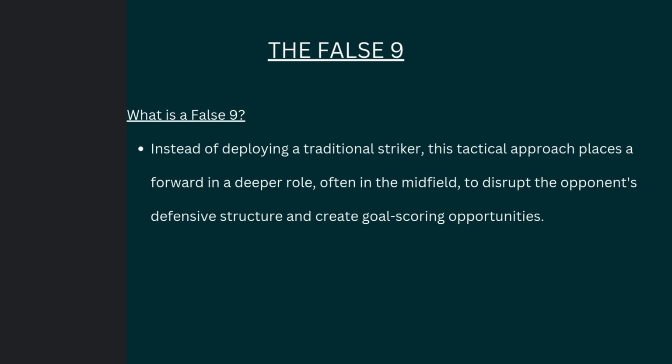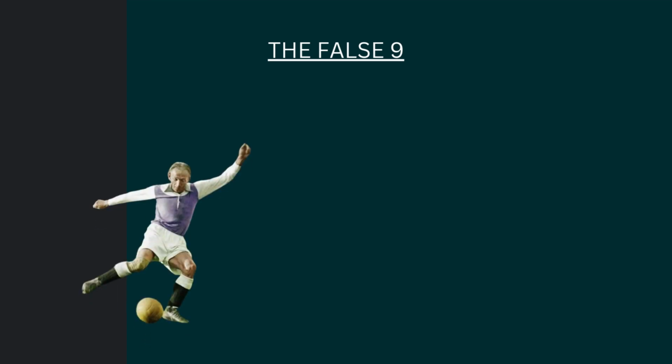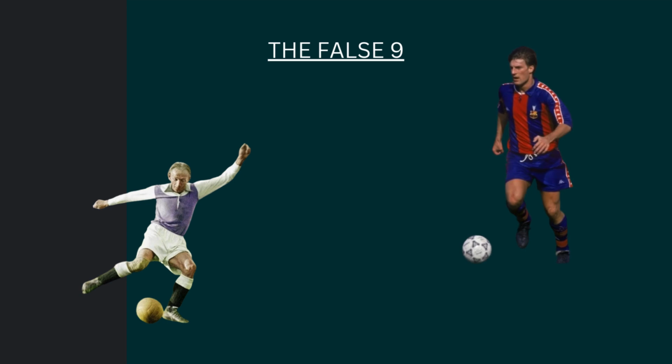This player is usually technically gifted, able to receive the ball between the lines, score goals, or create chances for teammates. Playing with a false nine is not something new. In the 1930s, Matthias Sindelar was used as a dropping centre forward in the Austrian national side. Lionel Messi has become associated with the false nine role, but 30 years ago, Michael Laudrup was playing that position in Johan Cruyff's Barcelona.